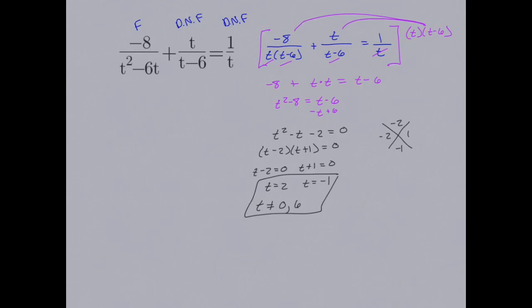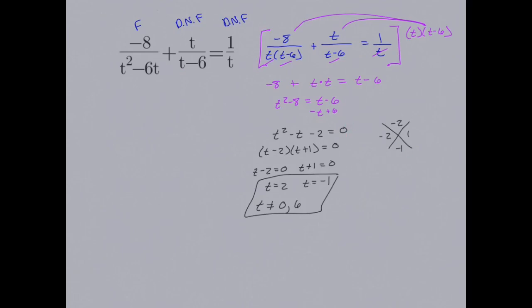Both denominator factors divide out for the first one, and we're left with negative 8. T minus 6 divides out for the second one, and so we're left with t times t. The t divides out for the third one, and we're left with t minus 6. So it's a quadratic. T squared minus 8 equals t minus 6, so we have to get it equal to 0, so we subtract t and add 6. And so we get t squared minus t minus 2 is equal to 0.